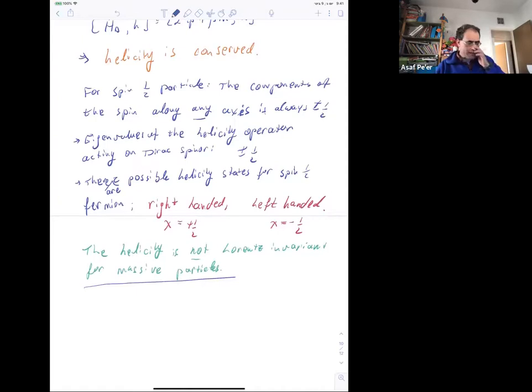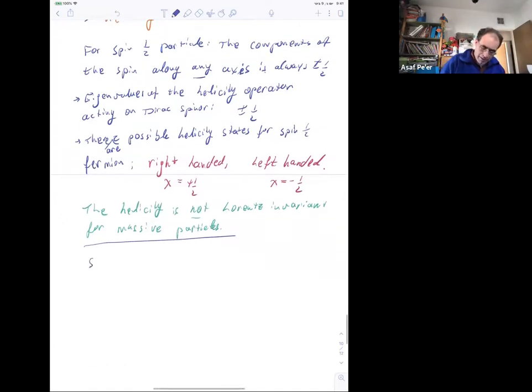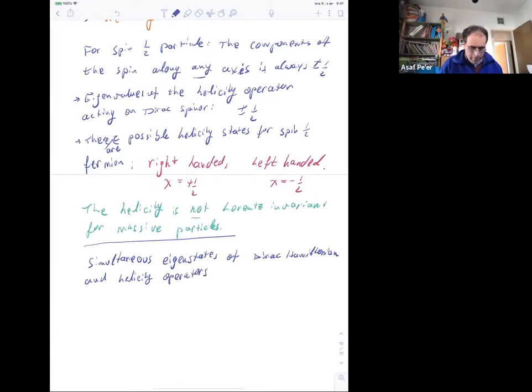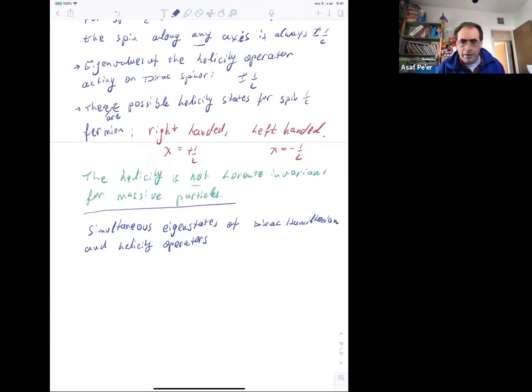Okay, now back to the question I was asked. We can find the simultaneous eigenstates of the free particle Dirac Hamiltonian and the helicity operator. Let's do that. Simultaneous eigenstates of the Dirac Hamiltonian and helicity operators. It's more algebra than anything else. I trust that you can do it by yourself at home. But no, let's do it.